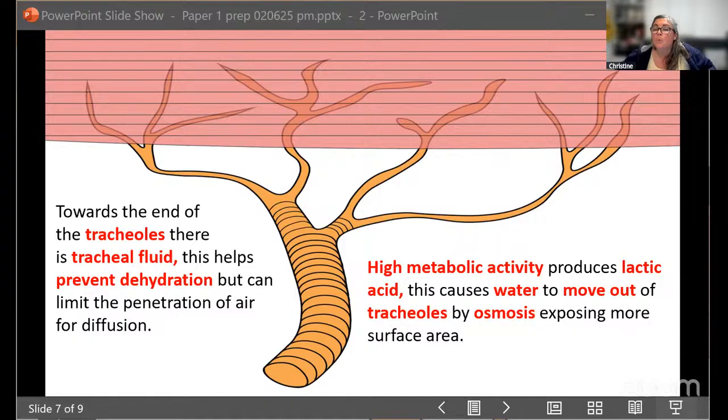So the oxygen will dissolve into the fluid, but at a very slow rate. So the oxygen you want to diffuse and then it be used for respiration.